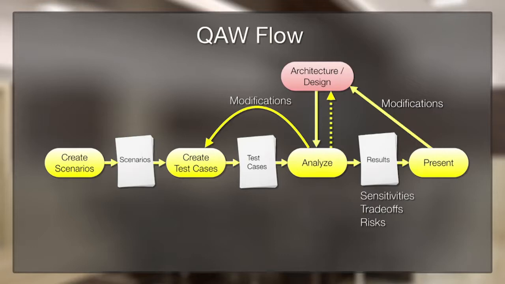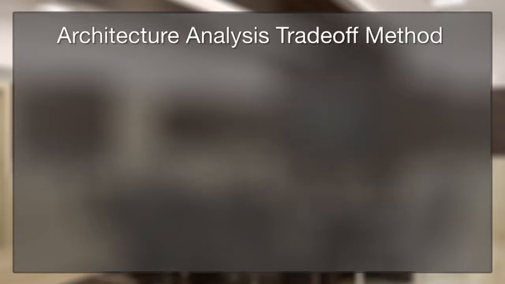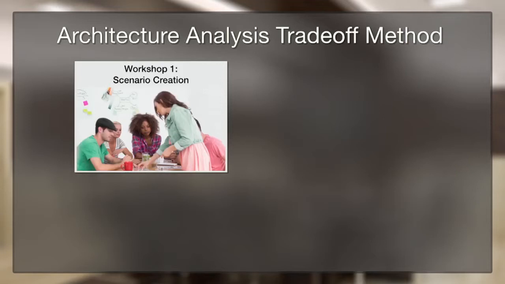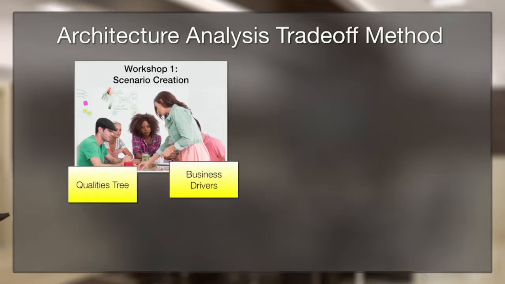You can even take this up a notch with a thing called an architecture trade-off analysis method. And what that does is the same thing but in two formal workshops. The first workshop looks at creating those scenarios. And here we're going to take the business drivers, look at that, and then create our qualities tree like we did in an earlier session. And we're going to find out which of those things really stand out. And then from that we can create our test cases.